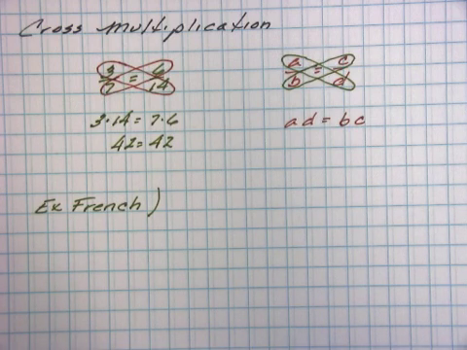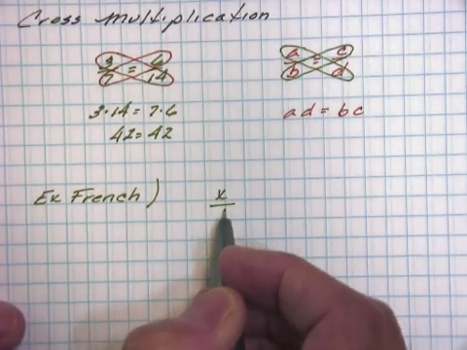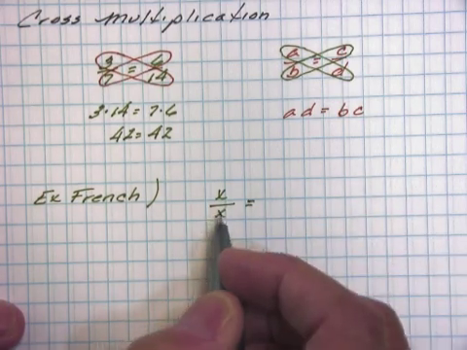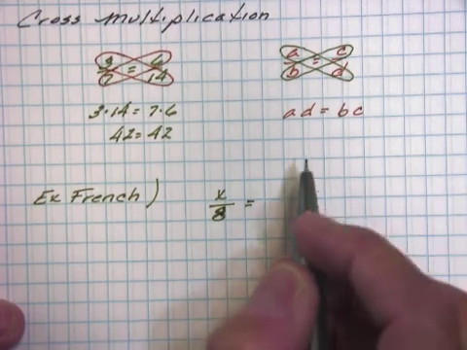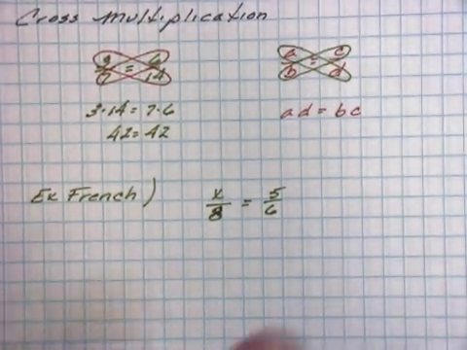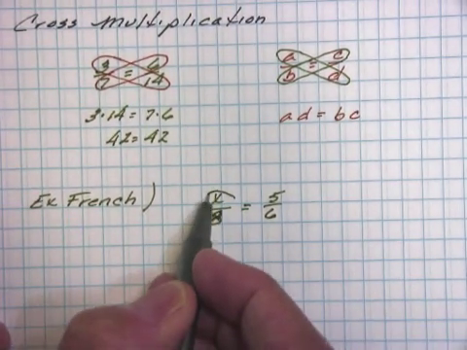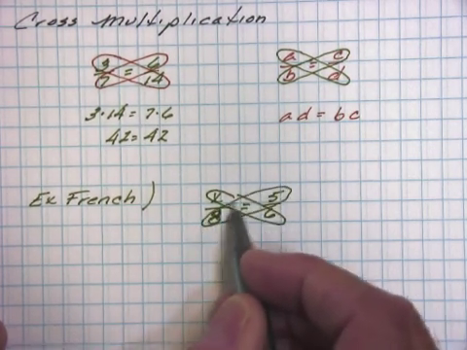Now let's take a look at how we can use that in a problem to solve for a variable, or to solve an equation. So let's say I had a very simple one. X over 8 equals 5 over 6. This is supposed to be an 8, sorry about that. Okay? We can use cross multiplication to figure out what x is. We multiply the extremes.